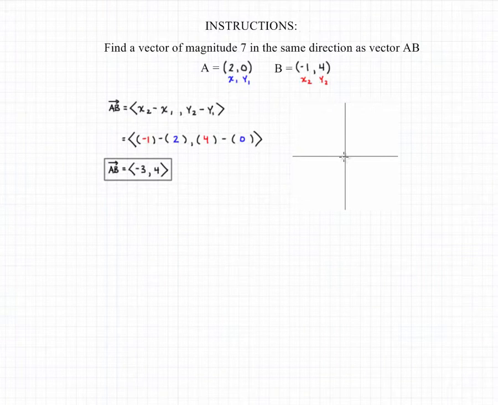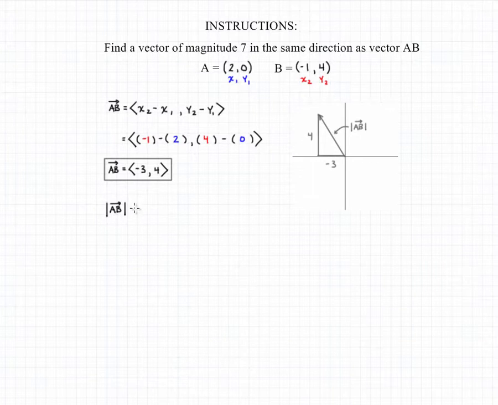We need to figure out the magnitude of that vector so that we can figure out what the unit vector would be. So if we think about those coordinates as sides of a triangle, we're being told to go left 3 and up 4. Now what we need to do is use the Pythagorean theorem to figure out the magnitude of that vector, or the length of that hypotenuse.